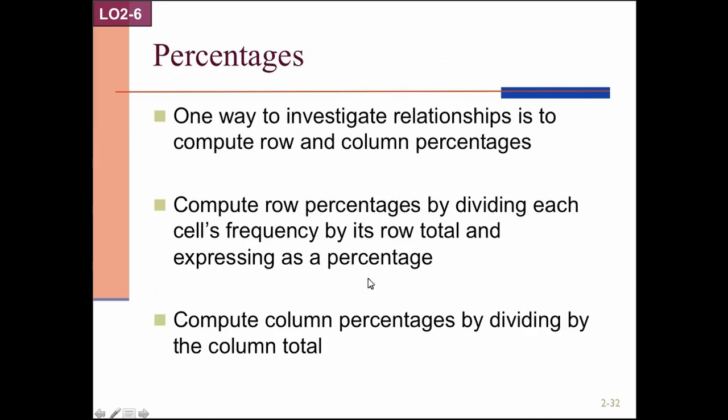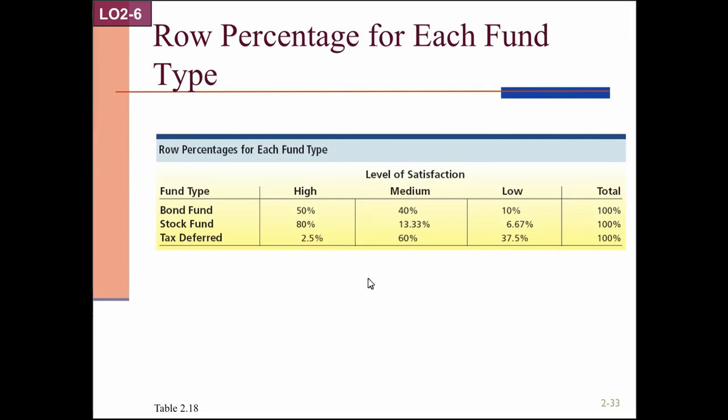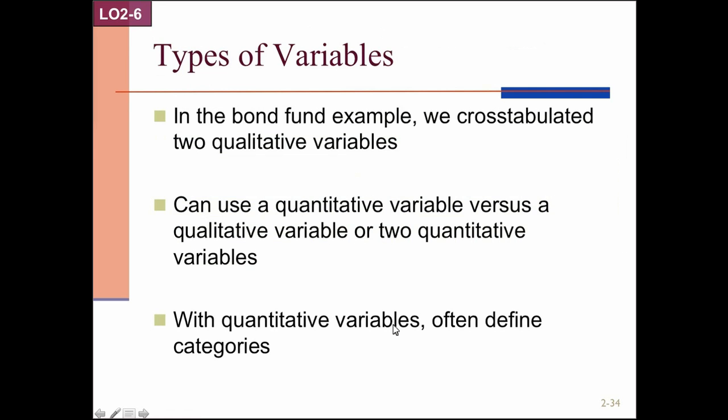So how can we represent this data in a better way? We can represent it by percentages. As we did before, you divide over the total number, and you get the percentage. So you can see the figures much quicker and much more understandably. You can see here the stock fund has a high satisfaction rate, where you can see immediately the tax deferred has a really low satisfaction rate. Now, we call this type of table a contingency table, or cross-tabulated table. We can use it on quantitative or qualitative variables.